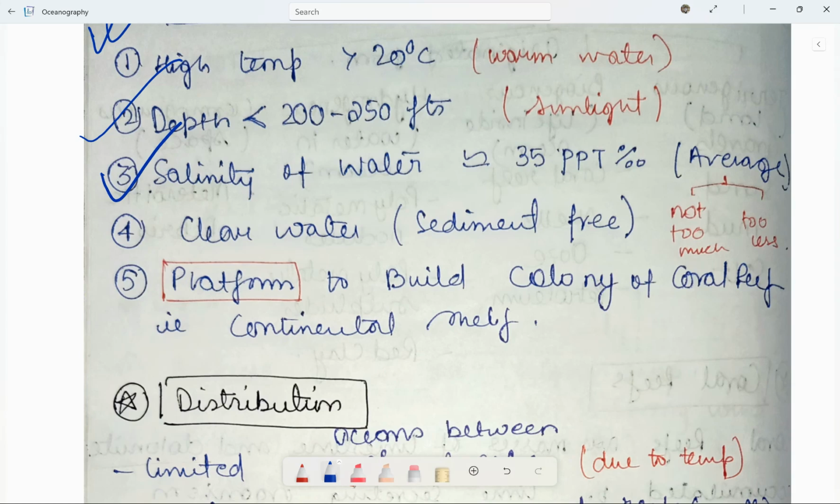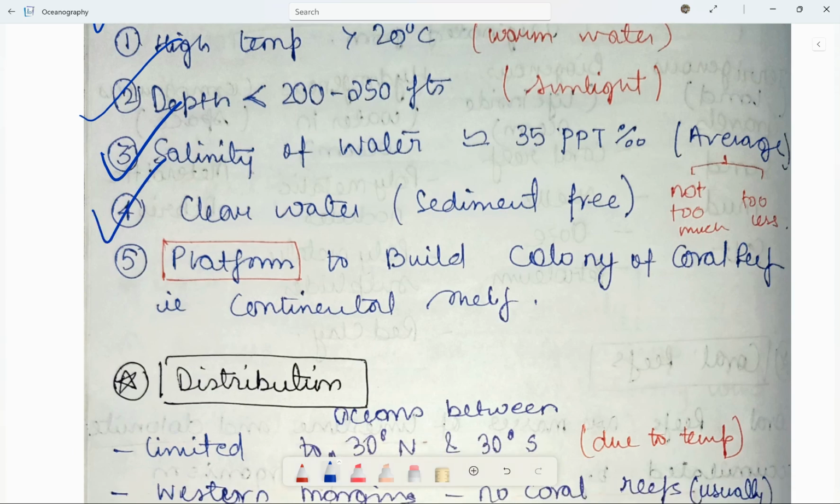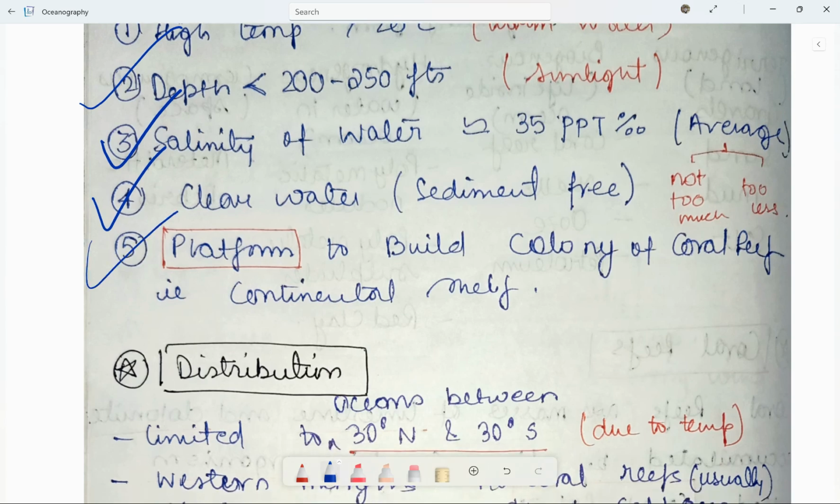Salinity of water should be average. It should not be much more. It should not be much lesser. Why? If there is a difference between the two, it will lead to extinction of such coral reefs. Clear water होना चाहिए because they filter the water, and this acts as a new food for them. So it should be sediments free. And platform to build colony of coral reefs, that is the continental shelf. बहुत large continental shelf होना चाहिए so that they can settle down there.